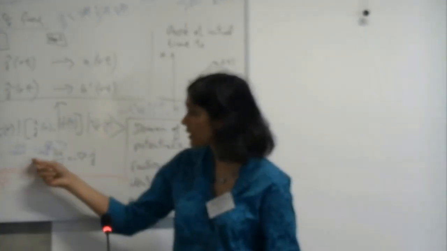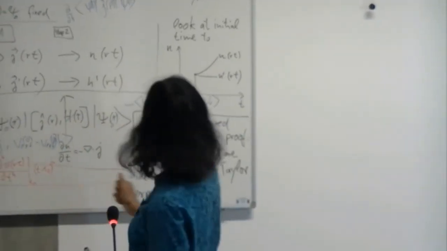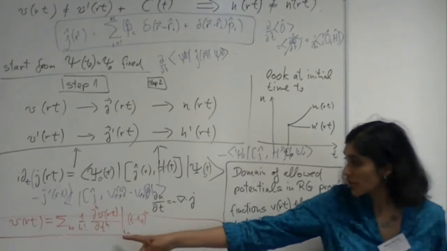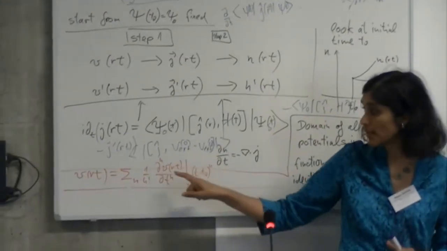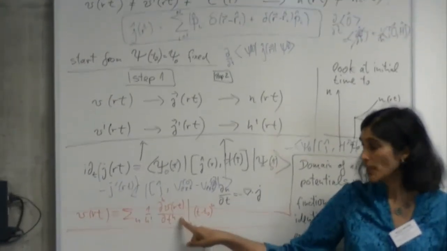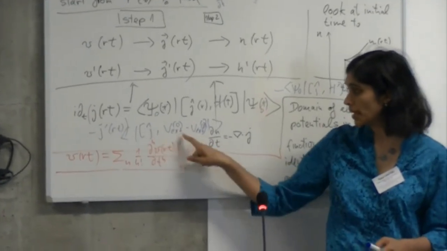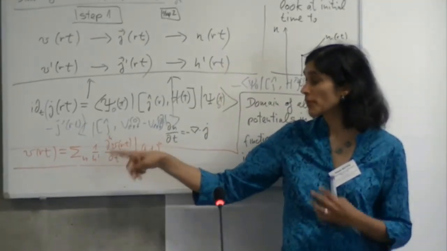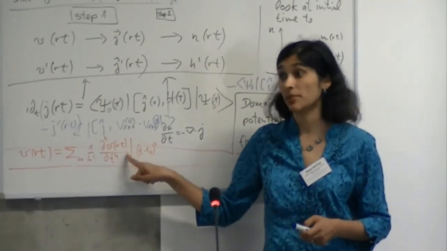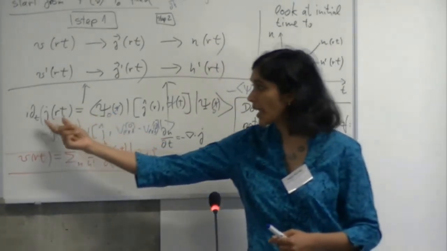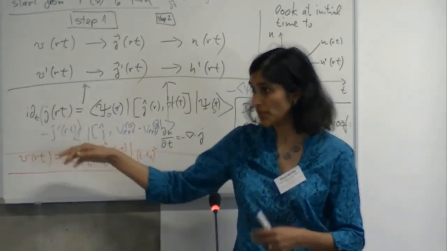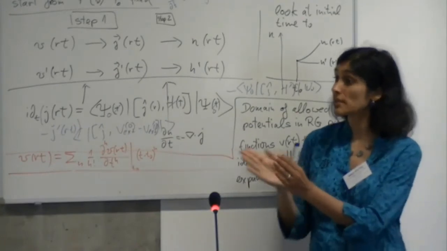So the crucial thing is, where's this Taylor expansion? Here, thanks. Yeah, so the crucial thing here is that there exists an n for which, for the two potentials, this coefficient is different. And then you'll see that at that order in the time derivative, the two currents begin to differ.